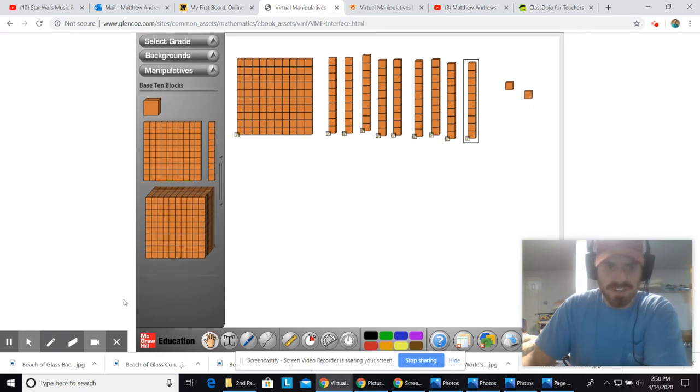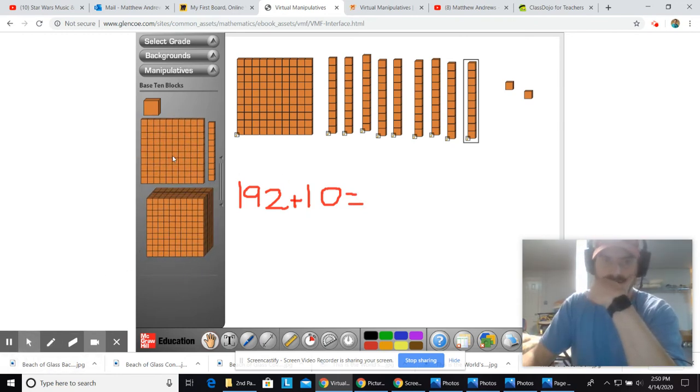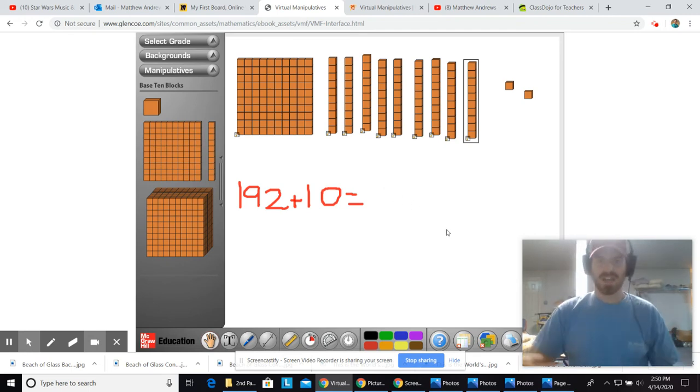Okay, so the question is, what is 10 more than 192? Think of it as 192 plus 10. That's all that's happening here. Is it going to let me move stuff? Okay, perfect. So if I know and understand my place value very well, then this will be easy. But if I don't, then this will take some practice to understand.